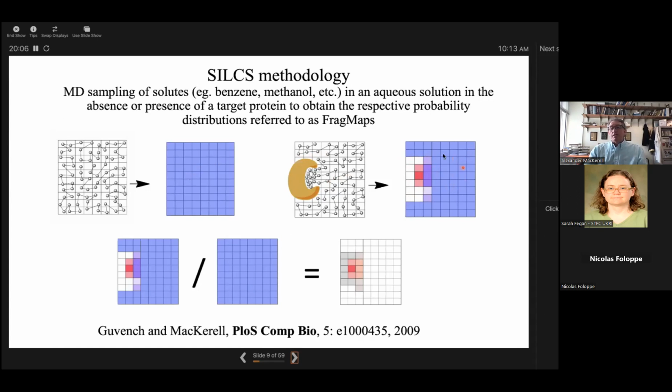So what we do is we take the probability distribution in the presence of our protein. We then normalize that for the probability distribution in its absence, which is just related to the concentration of your solutes. And we come up with this normalized probability distribution where we have probabilities greater than 1 in favorable binding regions, less than 1 in unfavorable regions, and then values of 1 out in solution and so on. So this is now the foundation of our pre-computed FragMaps.